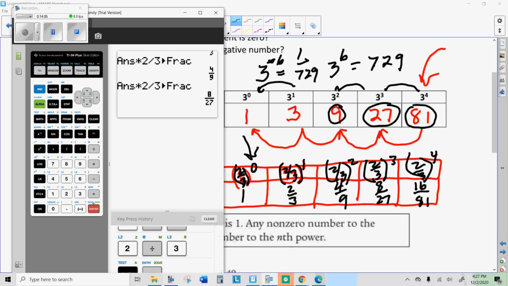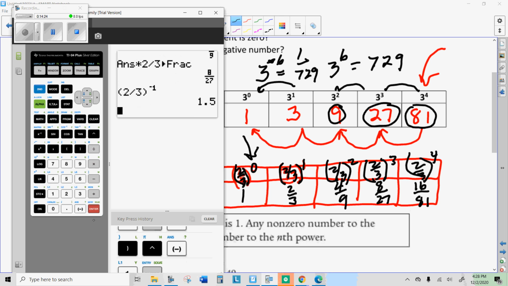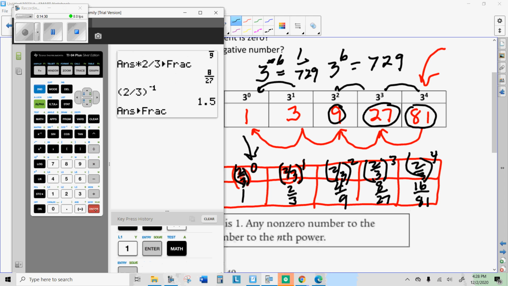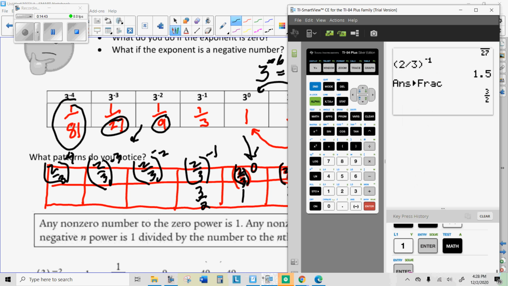2/3. Now, if I go backwards, one thing I could do is divide. But just so you can actually see the values, we'll put them in like this with parentheses, 2/3. And then we'll use the power button. And we want negative first power. And then we want to change that to a fraction. Notice that's 3 over 2. And 2/3 to the positive first power was 2 over 3. Let's see if that continues.